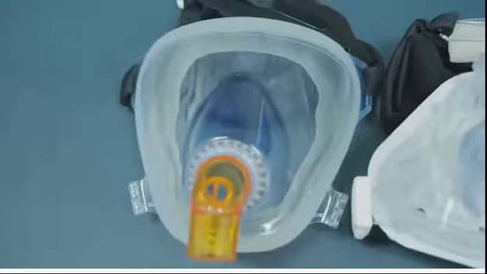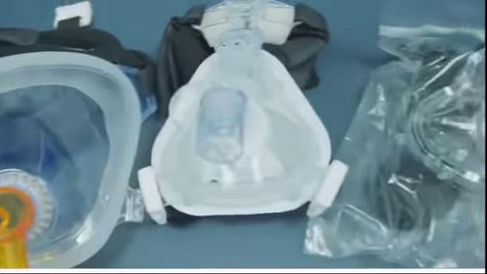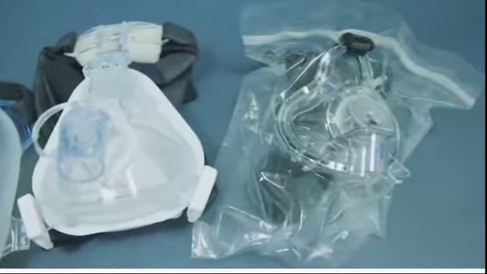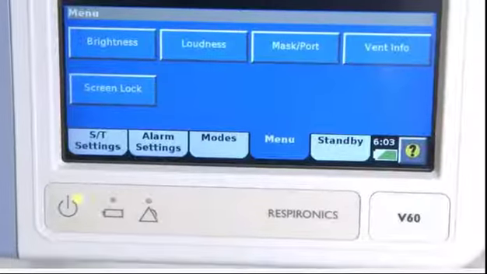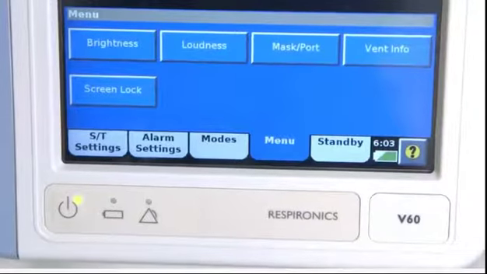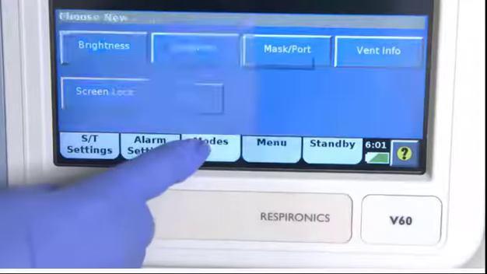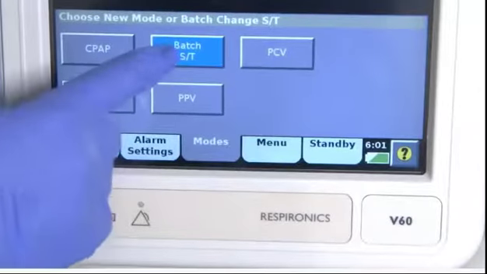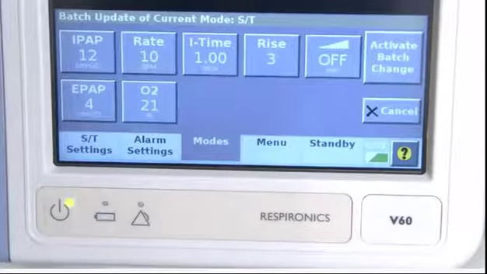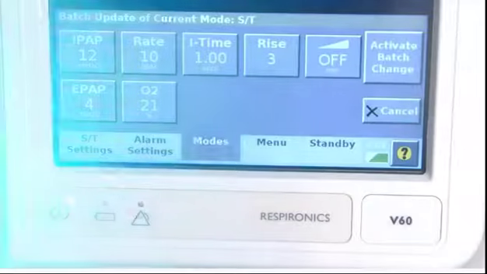Once the circuit is connected, it is important to select the correct size mask for the patient. Switch on the machine and select the appropriate interface in the mask port section under Menu. This should correlate with the expiratory port number on the selected mask. In the Mode section, select ST. This means spontaneous with timed backup, meaning the patient is breathing spontaneously, but if they happen to go apneic, the machine will provide them with breaths.